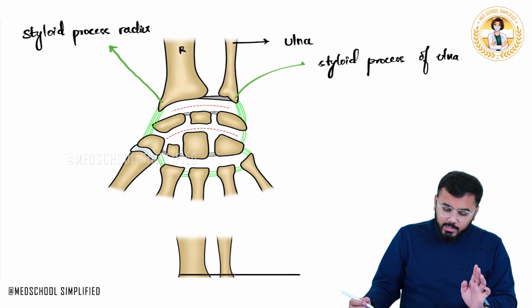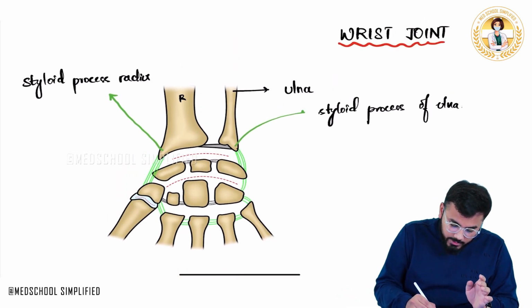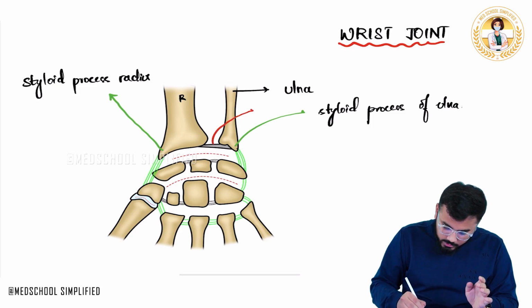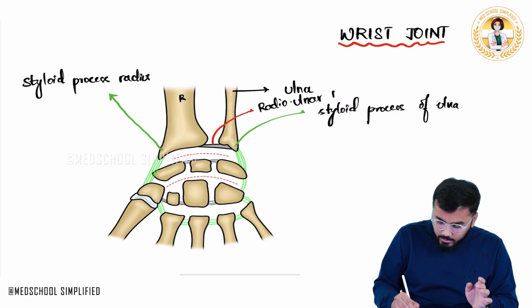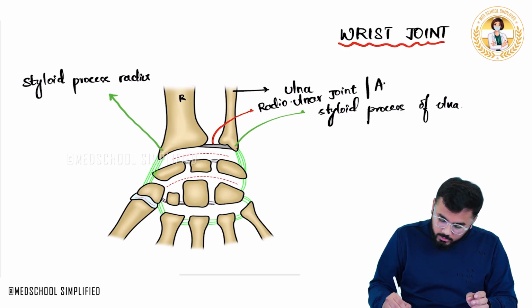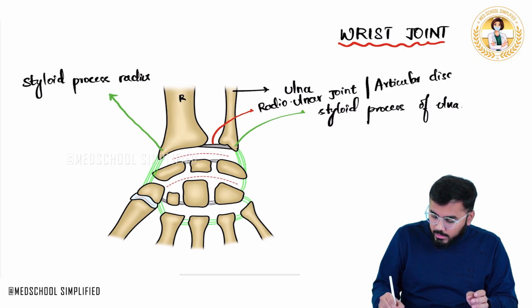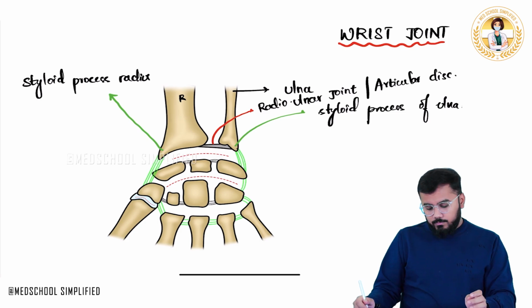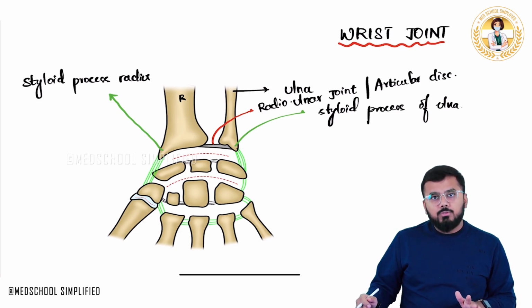What is this joint over here? You call it a radio-ulnar joint, or you can also call it the articular disc. Now down here you have the carpal bones, right?